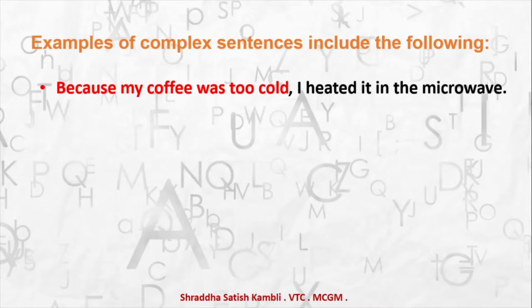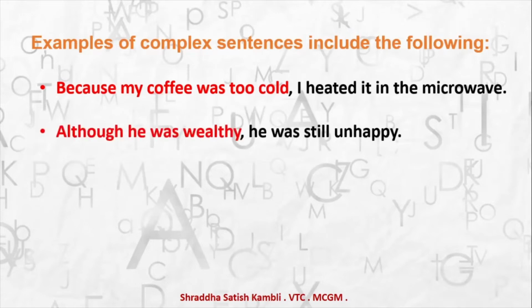But if you look at the words written in red here, because my coffee was too cold, what? I don't get any meaning from this. Because my coffee was too cold, I drank it quickly. Because my coffee was too cold, I threw it away. Because my coffee was too cold, I heated it again. So see, I really don't know what the next part of the sentence could be. So this is dependent. This is subordinate. The meaning of this clause depends on the main clause. That is why it is called a subordinate clause.